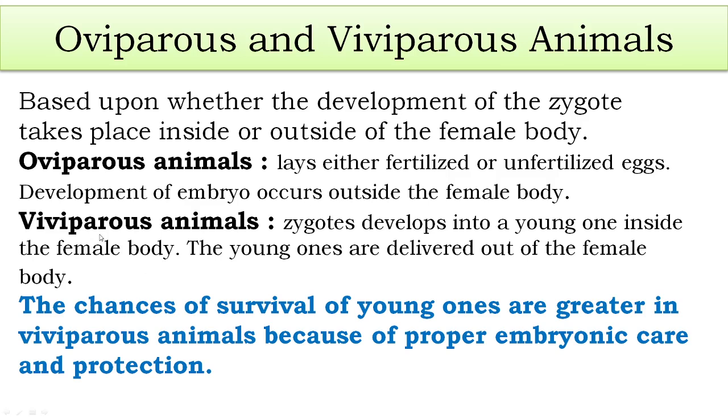So therefore, in viviparous animals, the chances of the survival of young ones are greater compared to the oviparous animals. Because of proper embryonic care and protection. So you have to remember this particular sentence. Right? You can be asked why viviparous animals survive better.